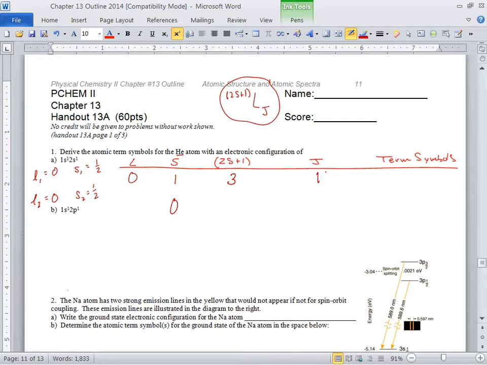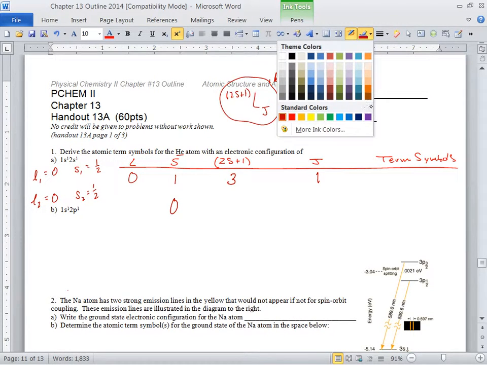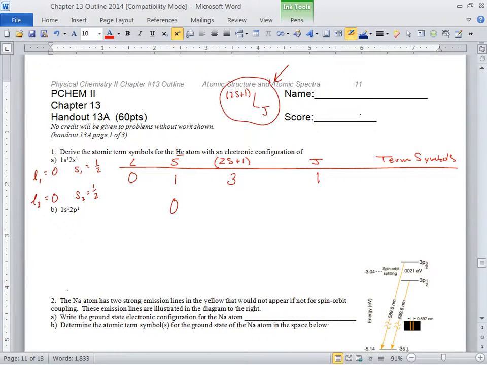Okay, so for that row, write the term symbols. So it will be the letter. See, I'm talking about writing this now. Capital S. All right. Superscript 3, subscript 1. Yeah, I think you're following. Okay. So do the next row.